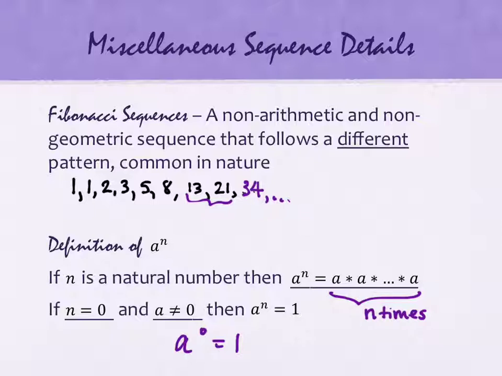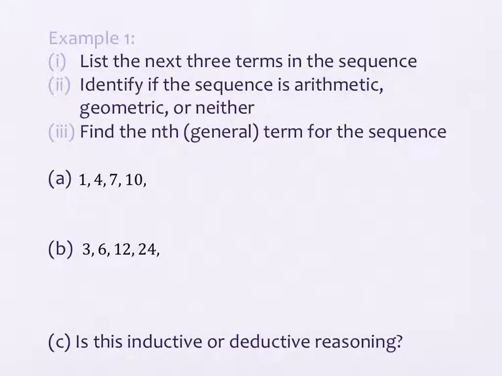Once we have those written down, we're actually going to see some examples of sequences. All right, so here's an example. It wants us to list the next 3 terms in the sequence. The second thing is to identify if the sequence is arithmetic, geometric, or neither. So parts 1 and 2, we've talked about how to do already. Part 3, we have not talked about at all yet. How to find the general term for the sequence.